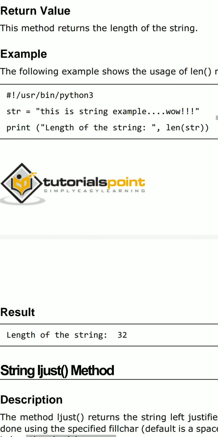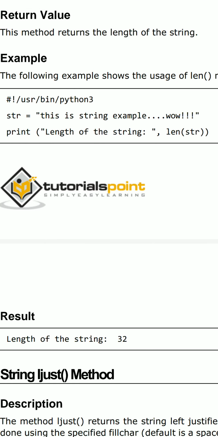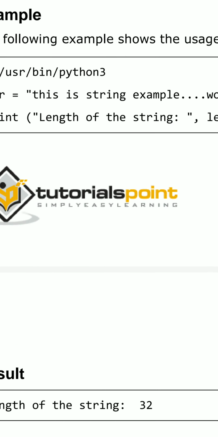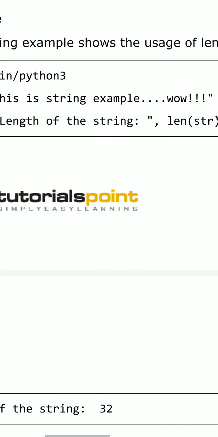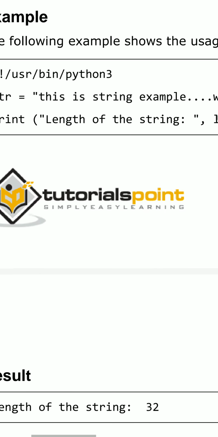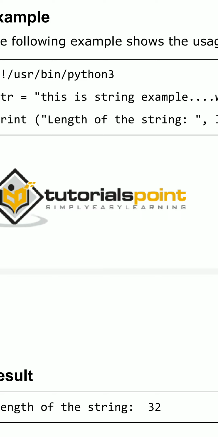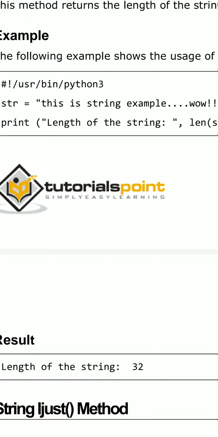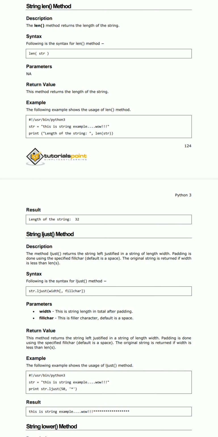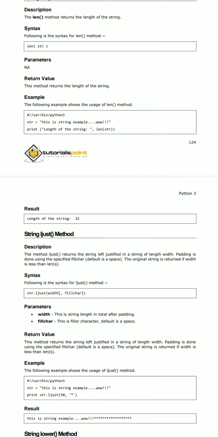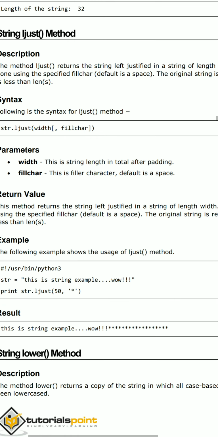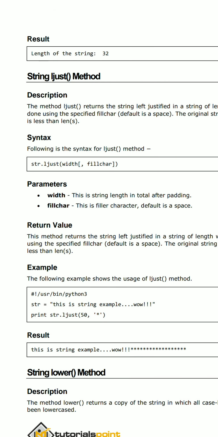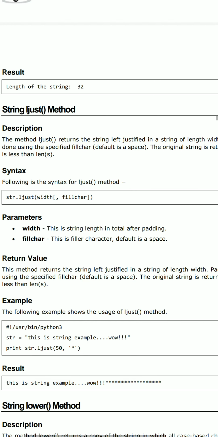Why? Because it counts every character in the string which is enclosed in double quotes. From the first character to the last exclamatory mark, the cursor goes to every character and treats it as one character, and counts it as a value 1, up to the end of the statement. That's why I get the output as 32. This is something about the length of the string method.